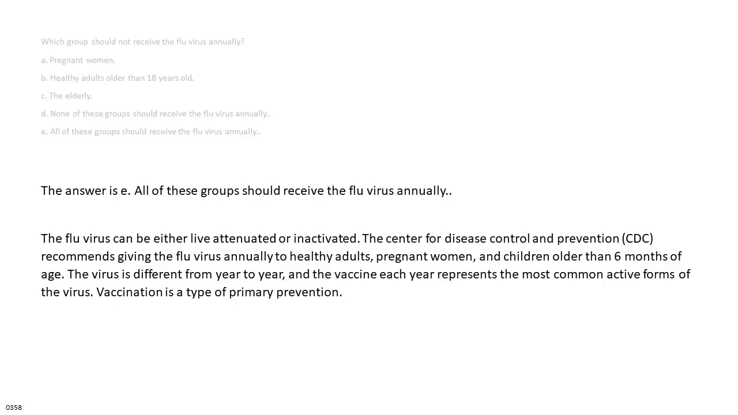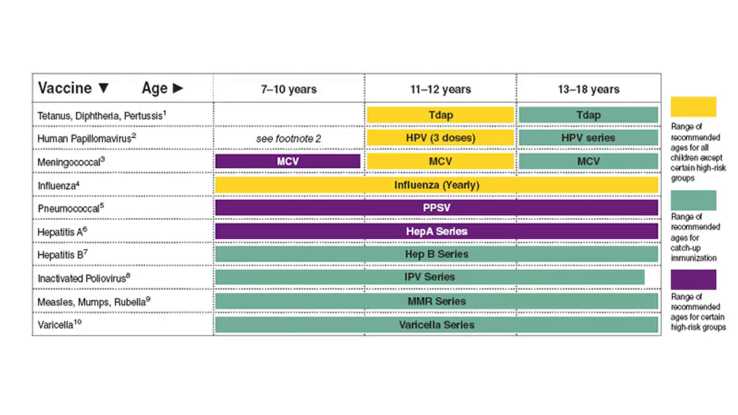The answer is E. All of these groups should receive the flu vaccine annually. The flu vaccine can be either live attenuated or inactivated. The Centers for Disease Control and Prevention, CDC, recommends giving the flu vaccine annually to healthy adults, pregnant women, and children older than 6 months of age. The virus is different from year to year, and the vaccine each year represents the most common active forms of the virus. Vaccination is a type of primary prevention.